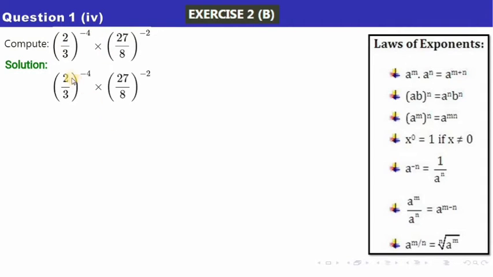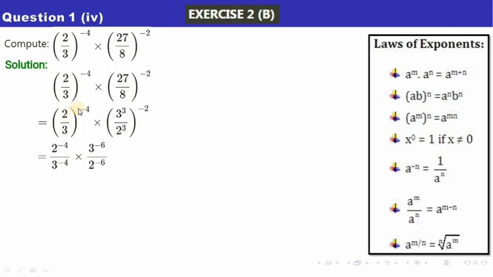Now 2 and 3 cannot be factorized, as you all know that 2 and 3 are prime numbers. But 27 can be factorized. Similarly, 8 also can be factorized, isn't it? So 2 by 3 is kept as it is, and we know this 27 can be written as 3 cube, 8 can be written as 2 cube. Alright, so in that case we'll first open up the bracket.